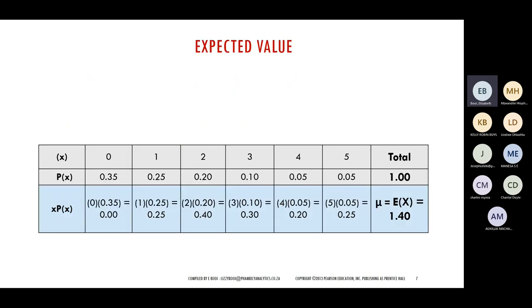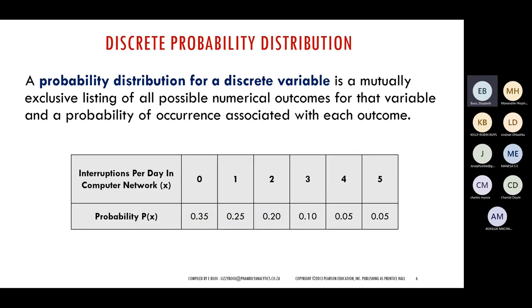So, with the discrete probabilities, let's go back to the table. Wait, before I go there. With discrete probabilities, how would you identify that this is a discrete probability question in your exam or in your assignment?